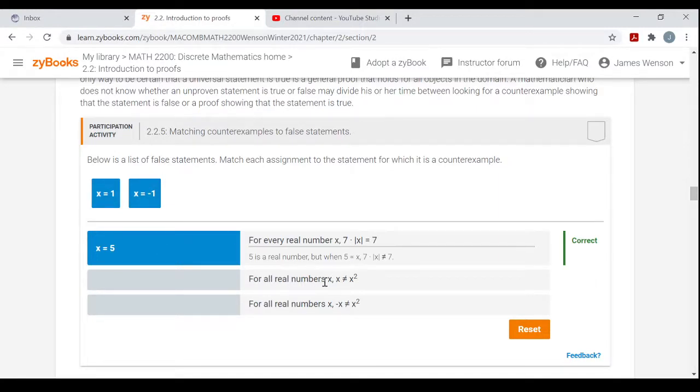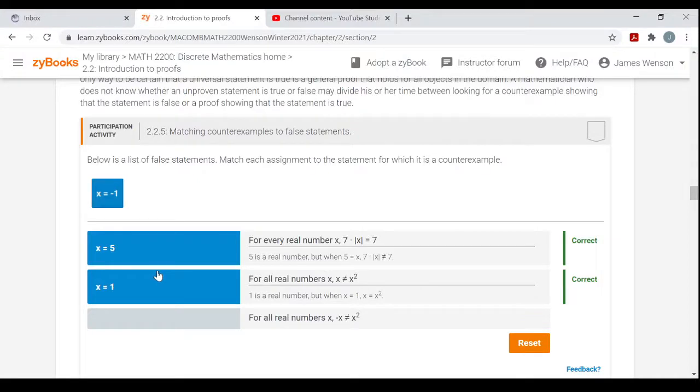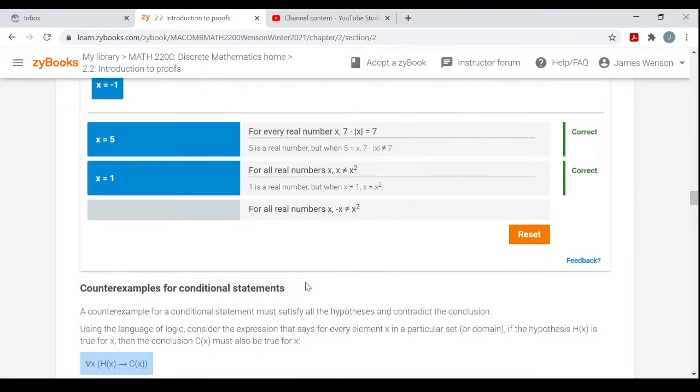For all real numbers, x is not equal to x squared. Well, of the ones that are listed here, 1 is not equal to x squared? That's not true. 1 is equal to 1 squared. Negative 1 is not equal to negative 1 squared, right? Negative 1 squared is positive 1. Negative 1 is not equal to positive 1. That would make that true. So 1 is the one that makes it false. Negative 1 actually makes this statement true. 1 makes this statement false, right? 1 is equal to 1 squared, and so on. You can do the last one, obviously.